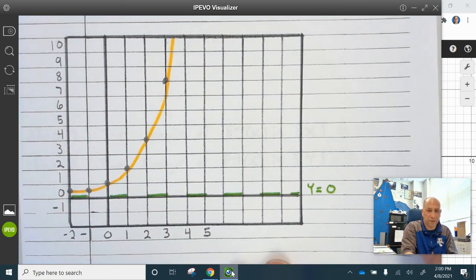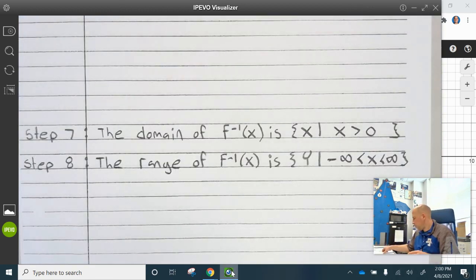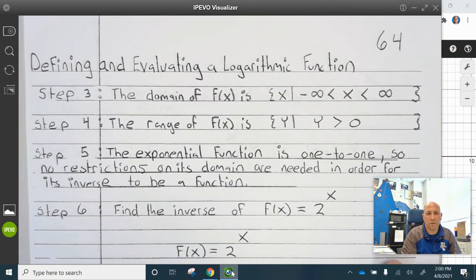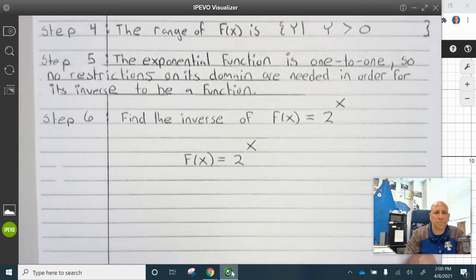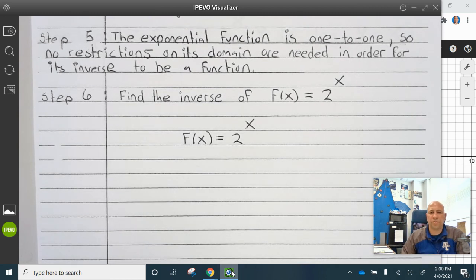All right, let's take a look at step 3. The domain of f of x is x such that negative infinity is less than x less than infinity. Step 4, the range of f of x is y such that y is greater than 0. Step 5, the exponential function is one-to-one, so no restrictions on its domain are needed in order for its inverse to be a function.